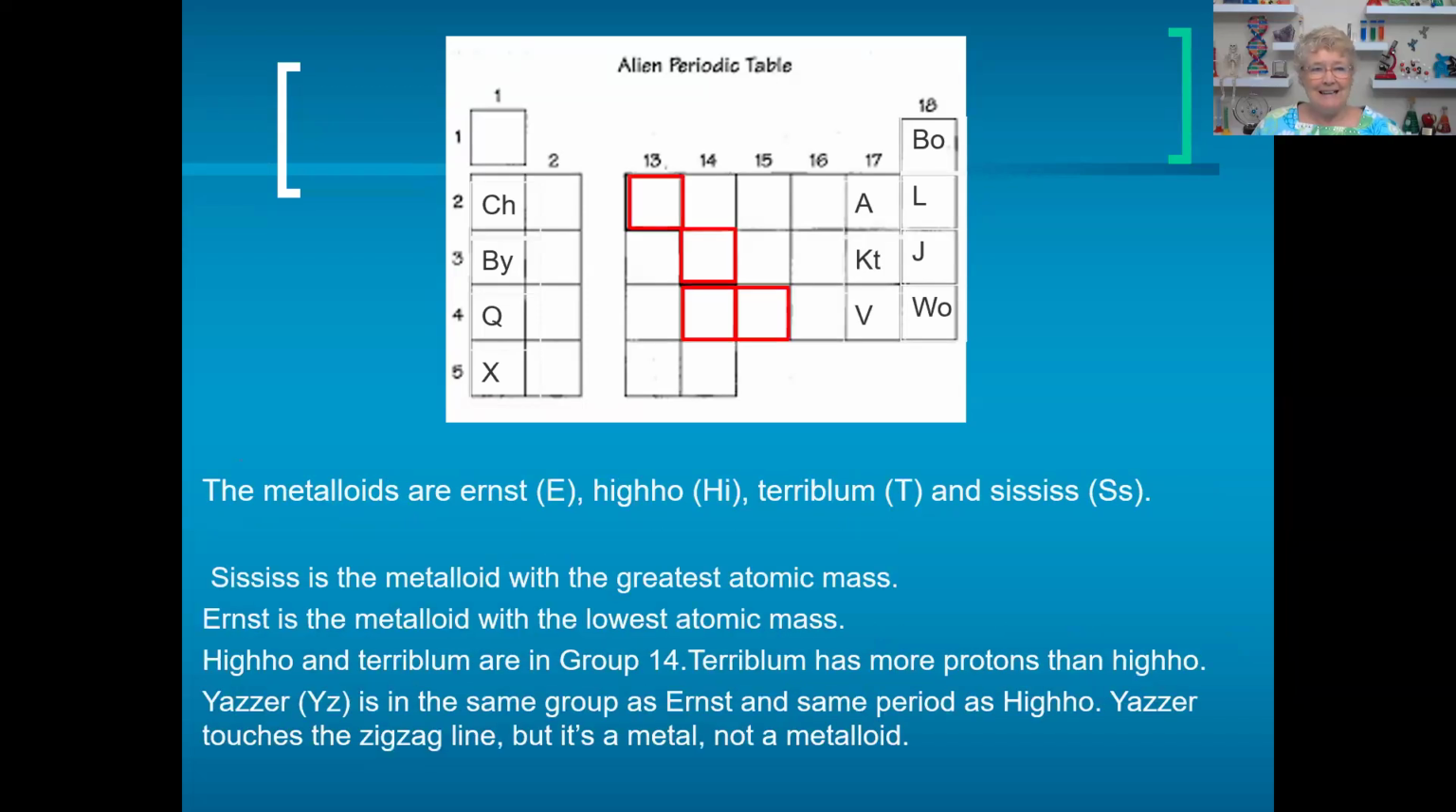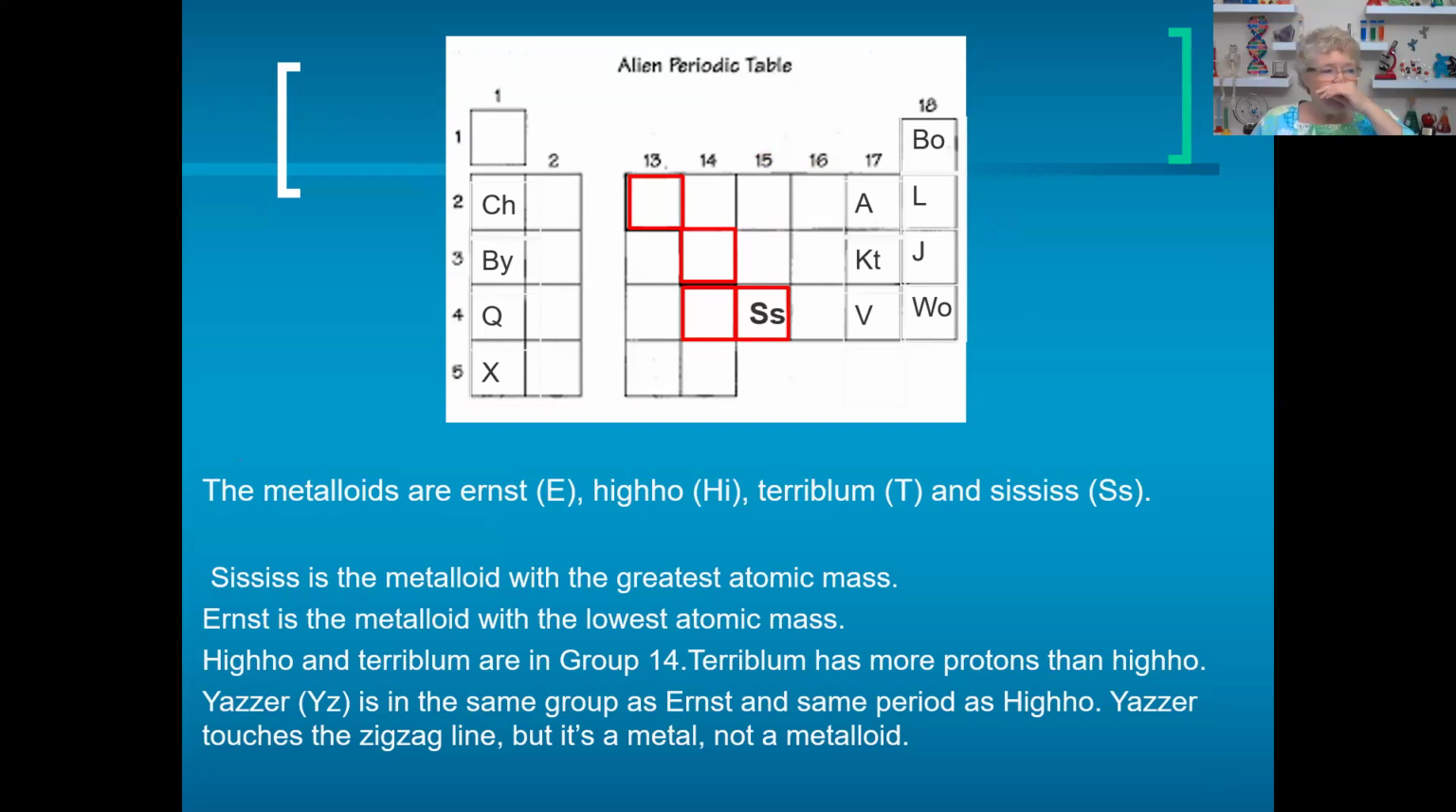Very good. All right. Now, remember that the metalloids are the ones that look like steps. So the metalloids are going to go in the red boxes. Their metalloids are Ernst, HiHo, Terriblum, and Cissus. Cissus. I didn't make these up. I found this game. So Cissus. Now, Cissus is the metalloid with the greatest atomic mass. Where's it going to go? The greatest atomic mass. So tell me the family first, then the period. 15, 4, right there. Yep, you got it, James, right there. That's where it's going to go.